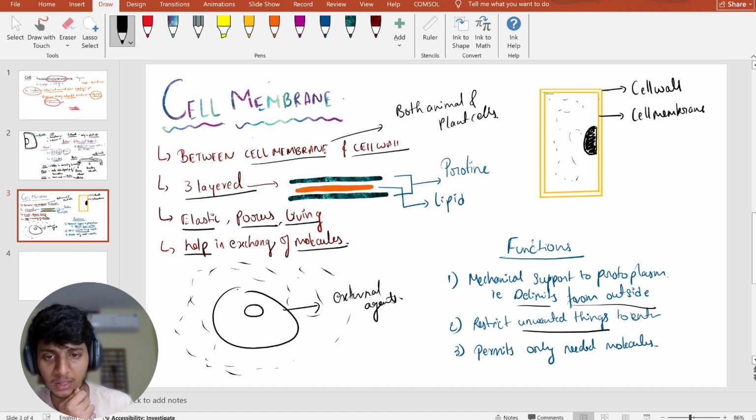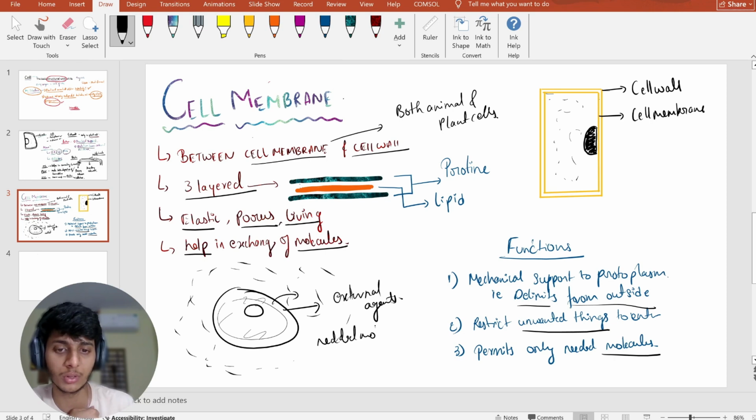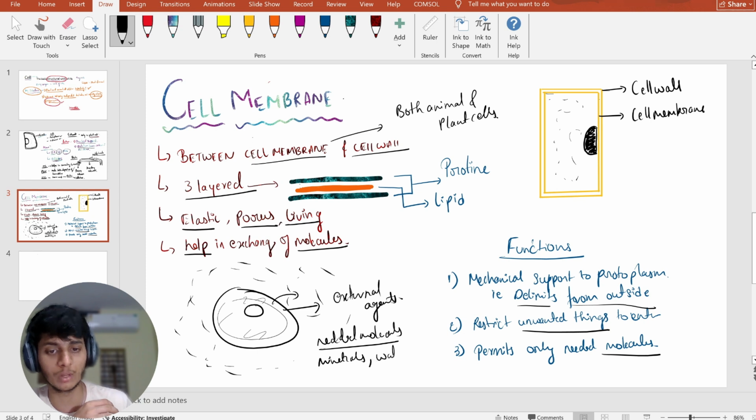It gives mechanical support to the protoplasm. That is, we have seen that this area is filled by protoplasm. This is called protoplasm, right? So this delimits, meaning it does not allow the materials here to go outside. Okay, and it permits only the needed molecules. So what are needed molecules here? Needed molecules can be anything like minerals, water, etc., which is required for the cell to function.